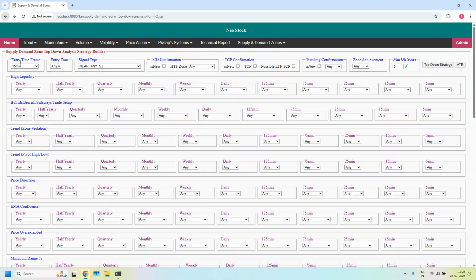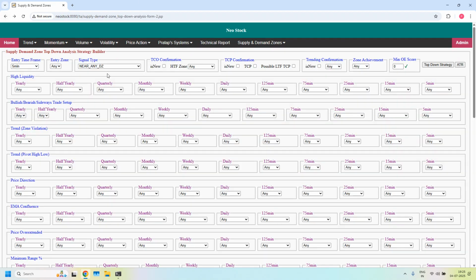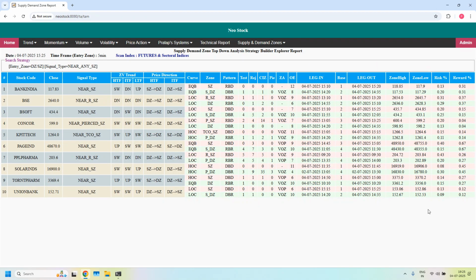Next time frame is 5 minutes. Stocks near to the 5 minutes demand zone, we got 8 stocks. Next, stocks near to the 5 minute supply zone, we got 10 stocks. So with this we have completed both stocks near demand and supply zones for all the time frames.